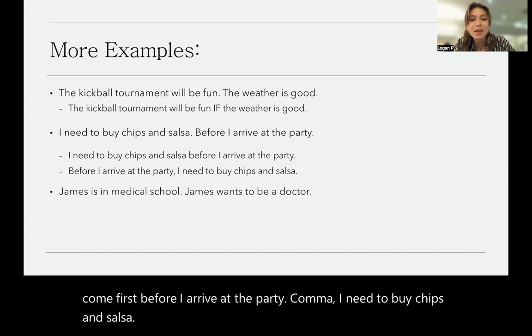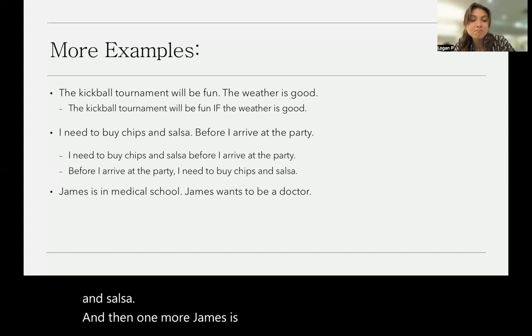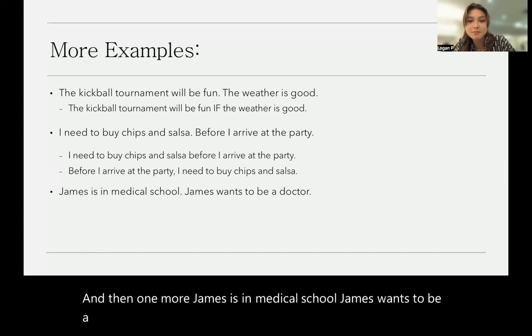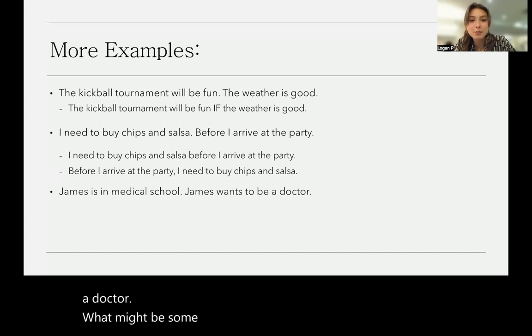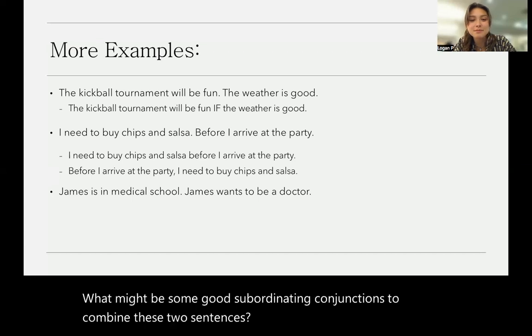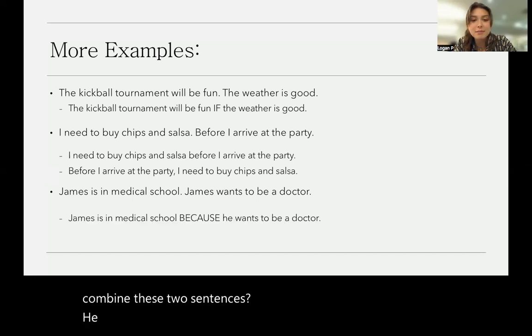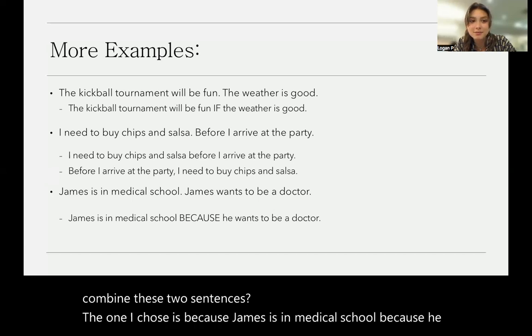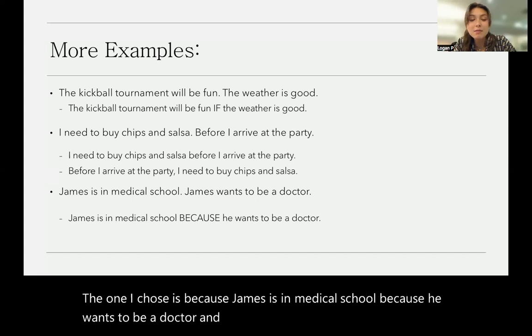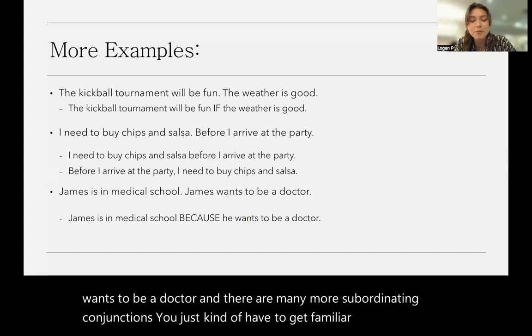And then one more. James is in medical school. James wants to be a doctor. What might be some good subordinating conjunctions to combine these two sentences? The one I chose is because. James is in medical school because he wants to be a doctor. And there are many more subordinating conjunctions. You just kind of have to get familiar with them as you keep practicing.